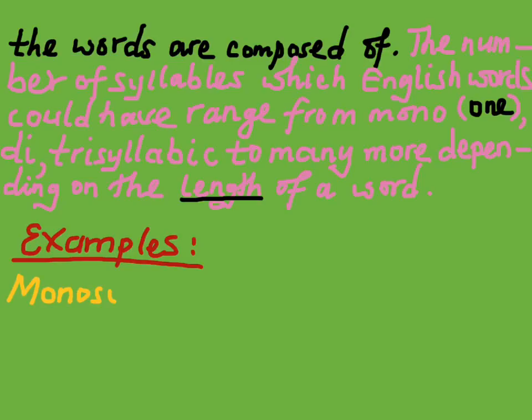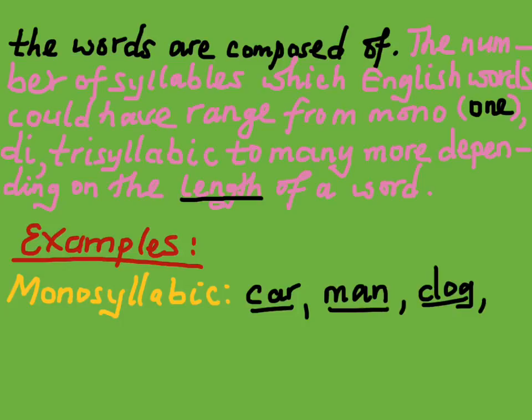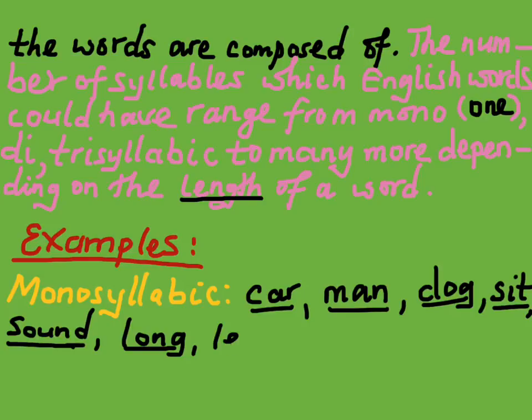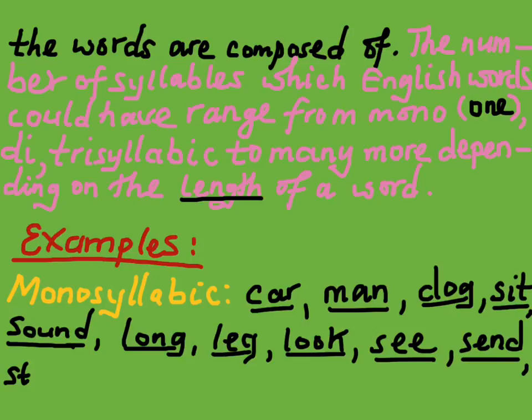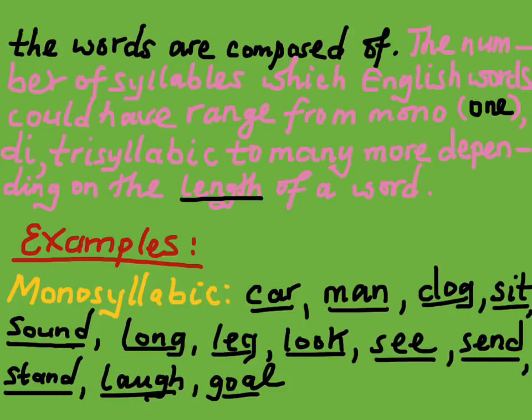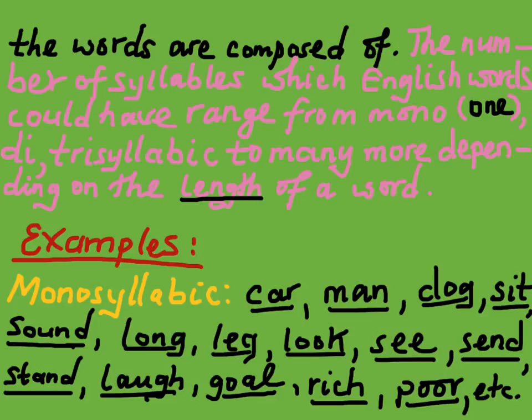As we find on the board, we will begin with the monosyllabic type of words. As we must know already, mono means one. So the examples on the board are words that are made up of one syllable. A word that has only one syllable should be stressed just once, and the stress should be hard enough. The words are car, man, dog, seat, sound, long, leg, look, see, send, stand, laugh, go, rich, poor, etc.